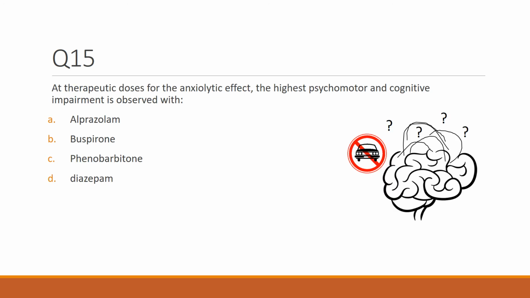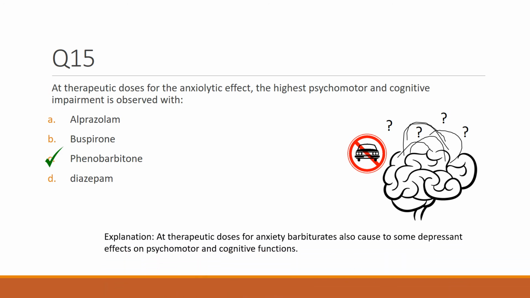At therapeutic doses for the anxiolytic effect, the highest psychomotor and cognitive impairment is observed with alprazolam, buspirone, phenobarbital, or diazepam. The correct choice is phenobarbital, because at therapeutic doses for anxiety, barbiturates also cause some depressant effect on psychomotor and cognitive functions.